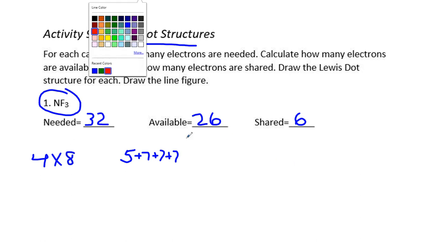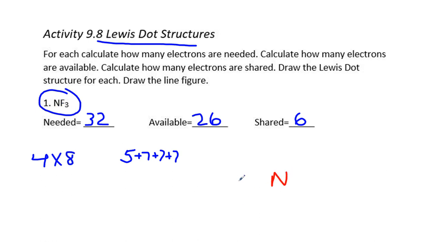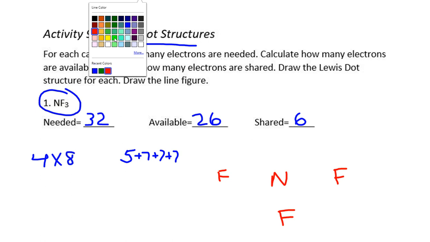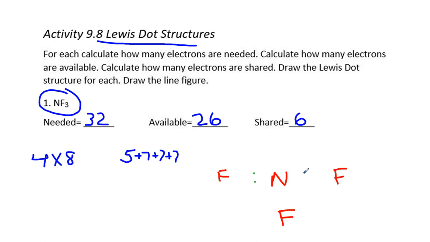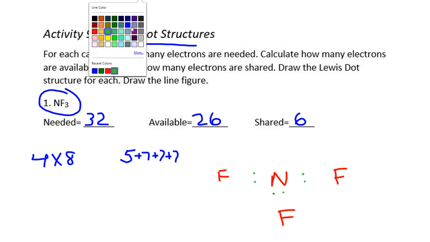Let's go ahead now and build our molecule. So we have 1 nitrogen and 3 fluorines. Remember we said the most likely organization is the nitrogen goes in the middle, yeah? So there's 3 fluorines. Okay, now let's make a different color so you can easily see it. I know according to this I need to share 6. So 1, 2, 3, 4, 5, 6. That's the ones I'm going to share. And now I'm going to put in the others. So I shared 6, I have 26. So I have 20 more electrons to put in here.